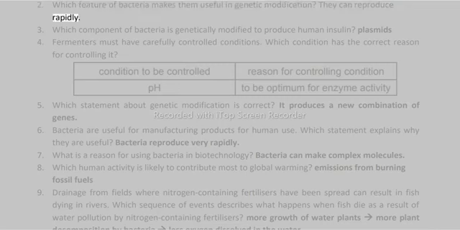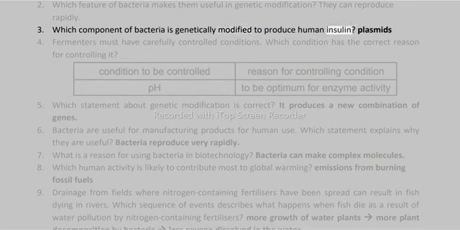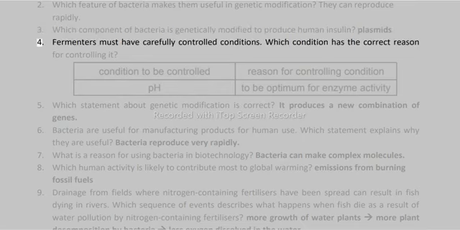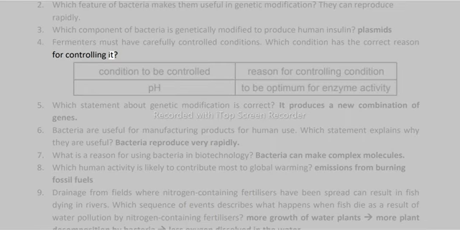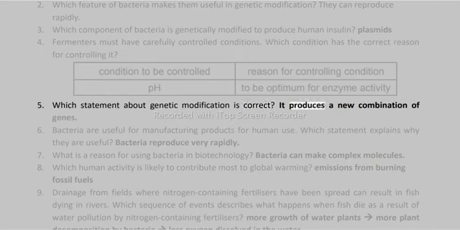They can reproduce rapidly. 3. Which component of bacteria is genetically modified to produce human insulin? Plasmids. 4. Fermenters must have carefully controlled conditions. Which condition has the correct reason for controlling it? 5. Which statement about genetic modification is correct? It produces a new combination of genes.